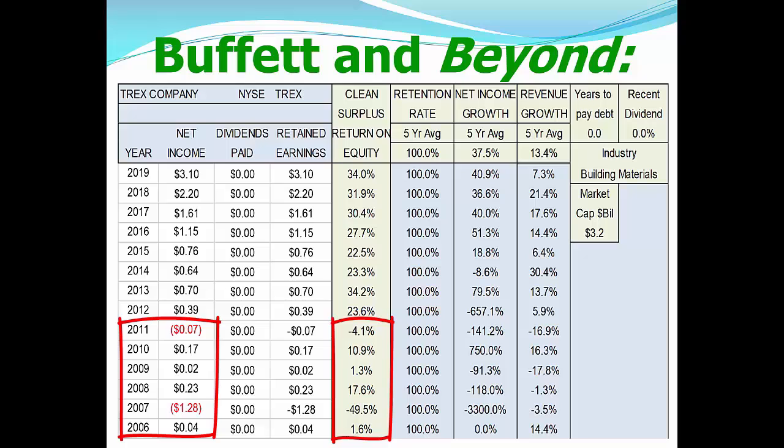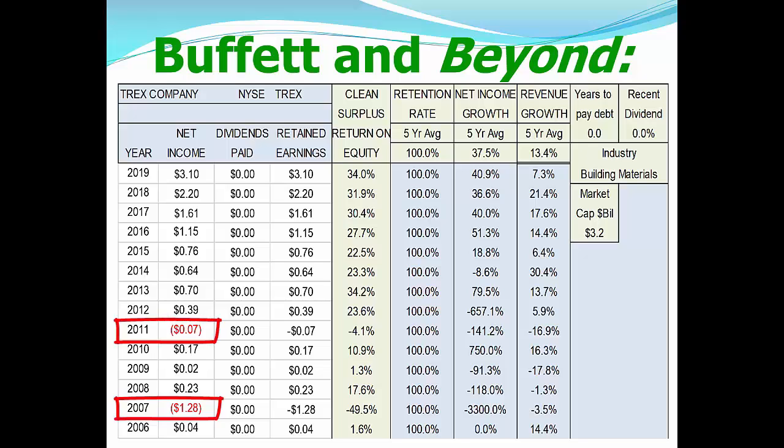But I want to show you 2007 all the way down here. It lost $1.28. In 2011, building slowed down, and it lost 7 cents. And now, in 2019, it's projected to make $3.10. So the point I'm bringing out is that when the economy slows down, this stock really slows down and goes into negative territory. And that's how we tell if a company is cyclical or not, by looking at those years like 2007, 2008, 2009, and then 2011 also. But right now the economy's going good, and this stock is going gangbusters.